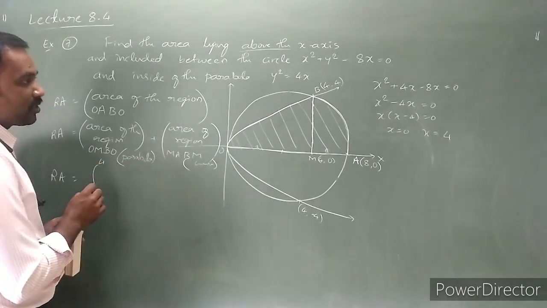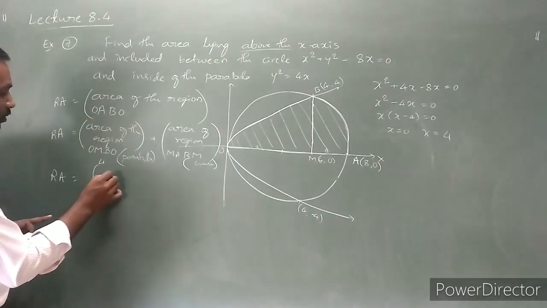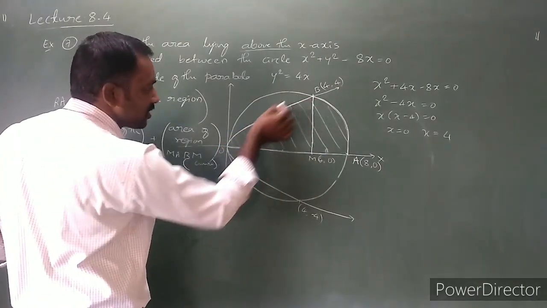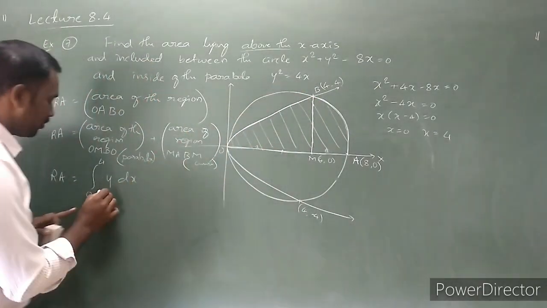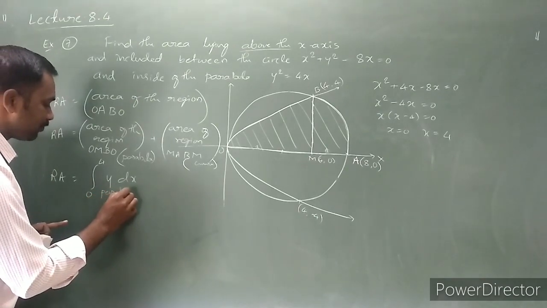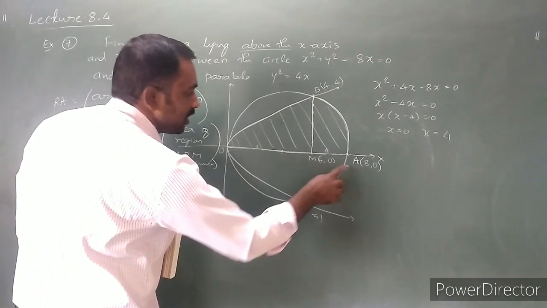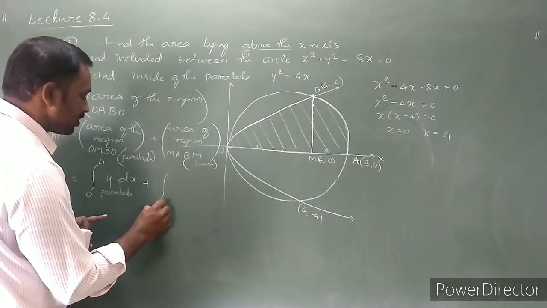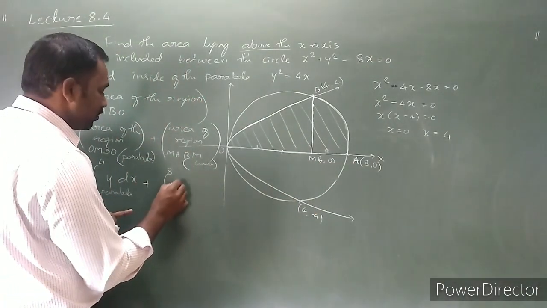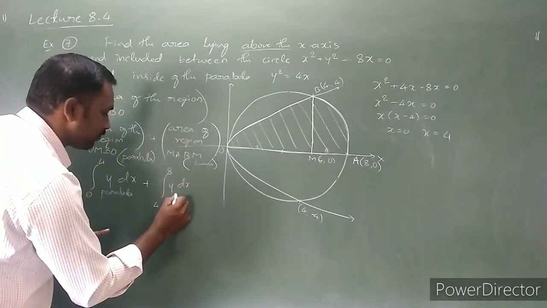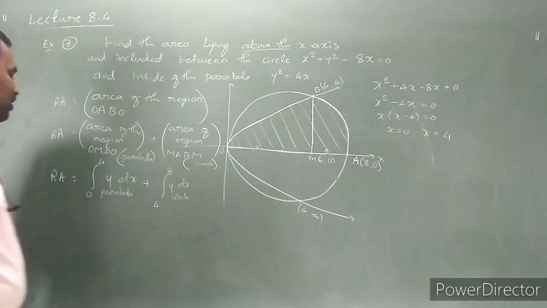0 to 4, which curve, y dx. Y value, which value do we have to replace? Is the y value from the circle or the parabola? We have to replace the parabola equation. Plus integral from M to A, which is 4 to a, y dx. Here, area under the circle, we have to replace the circle equation.